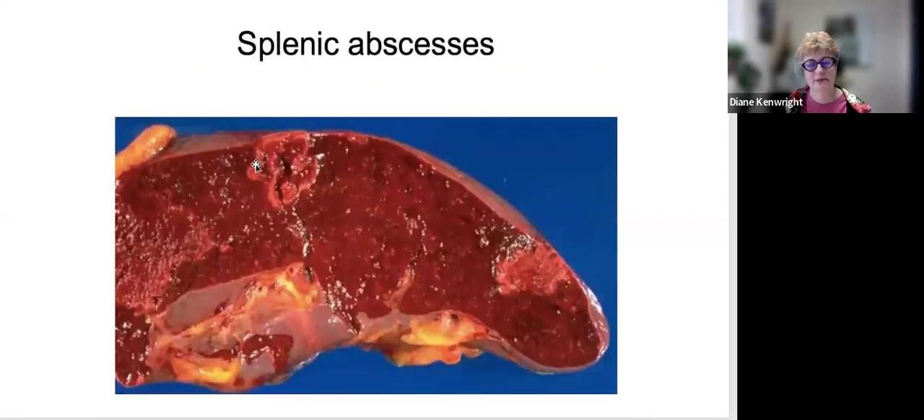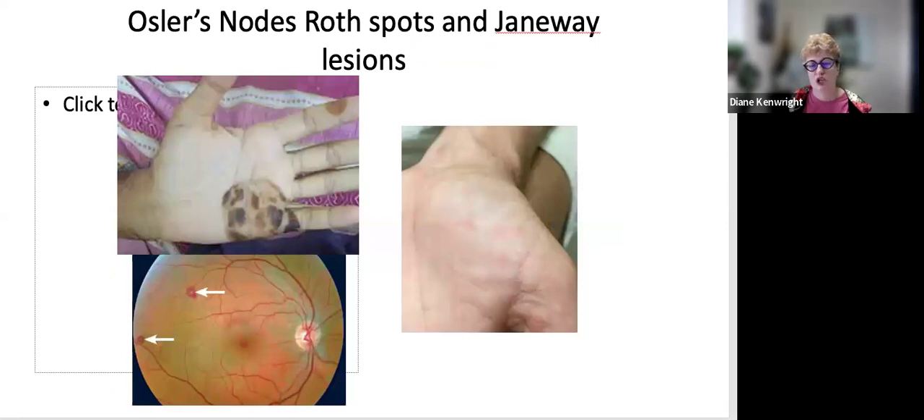An abscess, here's a splenic abscess. So this is not wedge shaped. This will have pus in the middle. And then around the outside, we've got probably lots of fibrin, maybe a bit of granulation tissue. This spleen's doing particularly badly. We've got several other things happening here for forming abscesses. Okay, Osler's nodes and Janeway lesions. So here we go, and Roth spots. So all these are names for little embolic phenomenon. Okay, so these are Janeway lesions.